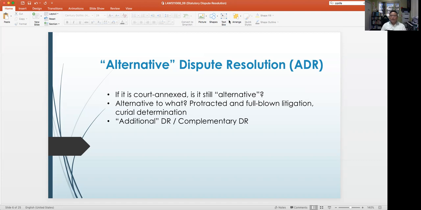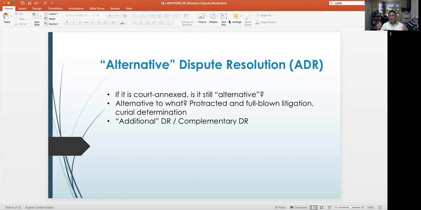But it would be incorrect or simplistic to say that if it's an alternative dispute resolution process, it necessarily is outside of the court system, or outside of a court or legal proceeding. No, much of what we know to be alternative dispute resolution occurs within a legal proceeding, a court proceeding, or a tribunal proceeding.